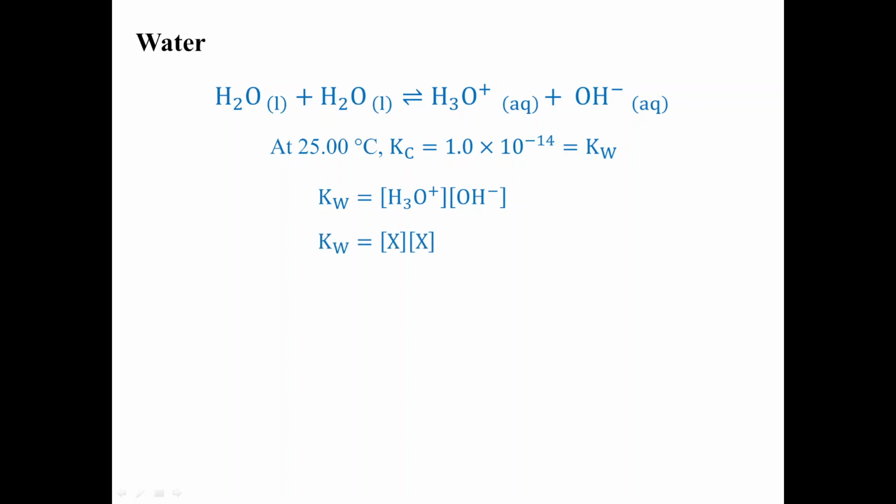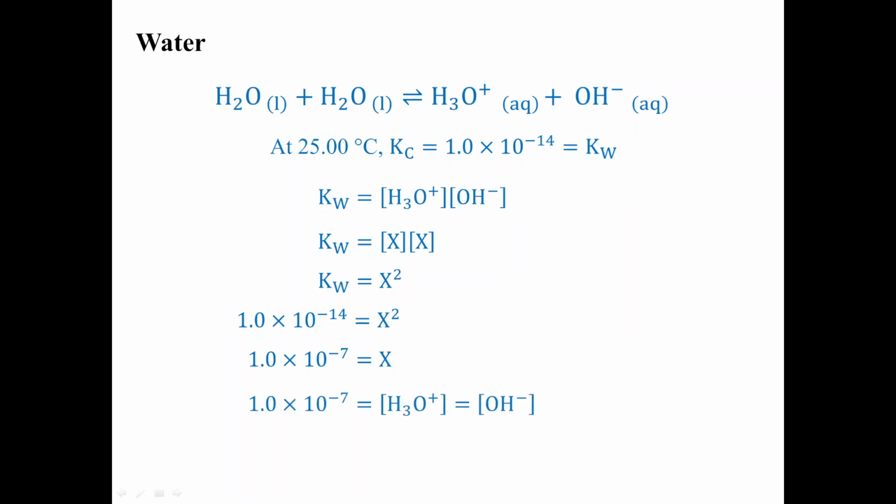So for this, we know that our concentrations of H3O+ and OH- are going to be equal to one another. And so we'll just put in a variable of x for each. So we can do x times x to give us x squared. Then we can plug in our value of Kw of 10 to the negative 14, take the square root, and we'll find that our x, or concentrations of H3O+ and OH-, are equal to 10 to the negative 7.